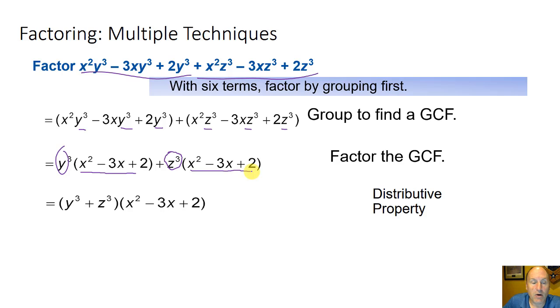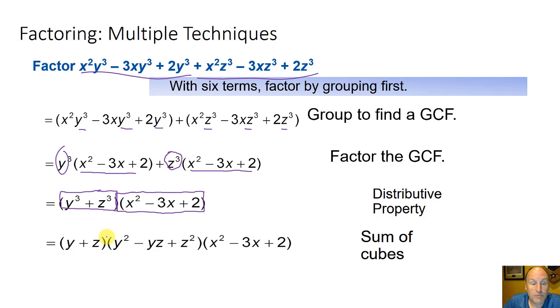So what we can do now is use the distributive property in reverse, and we get y to the third plus z to the third. Oh, there's that sum of perfect cubes. And then we have this quadratic. Well, both of these things can factor even further. So not only do we have a sum of cubes in this first part, following that pattern we talked about, a plus b times a squared minus ab plus b squared, the sum of cubes.